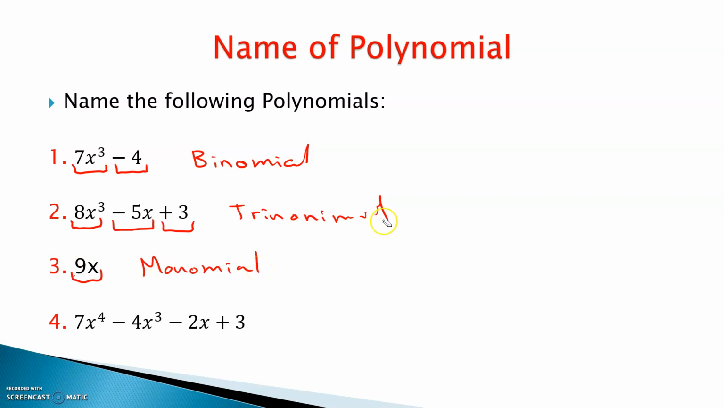I think I spelled trinomial wrong. Whoops. Trinomial. And then the last one here has 1, 2, 3, 4 terms. That one, at that point, we just start calling it a polynomial. You can call all of these polynomials, but again, anything that's 4 or more, we just start calling it a polynomial. 3 or less, they have specific names.